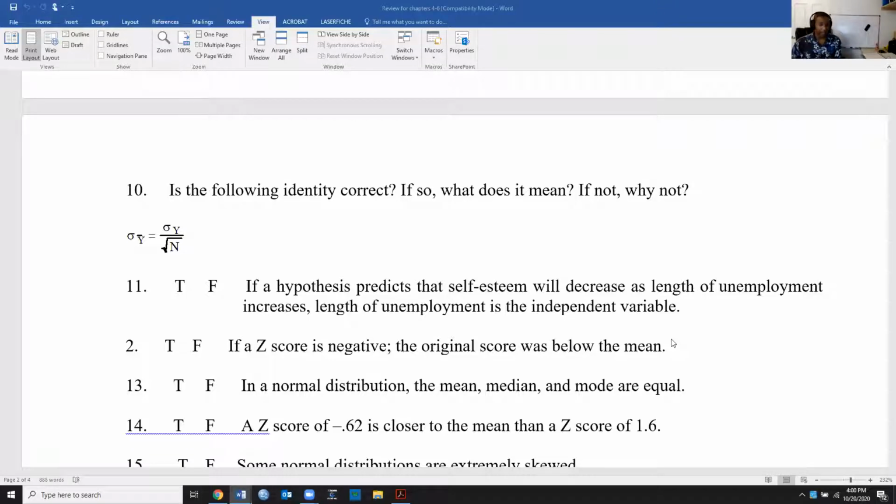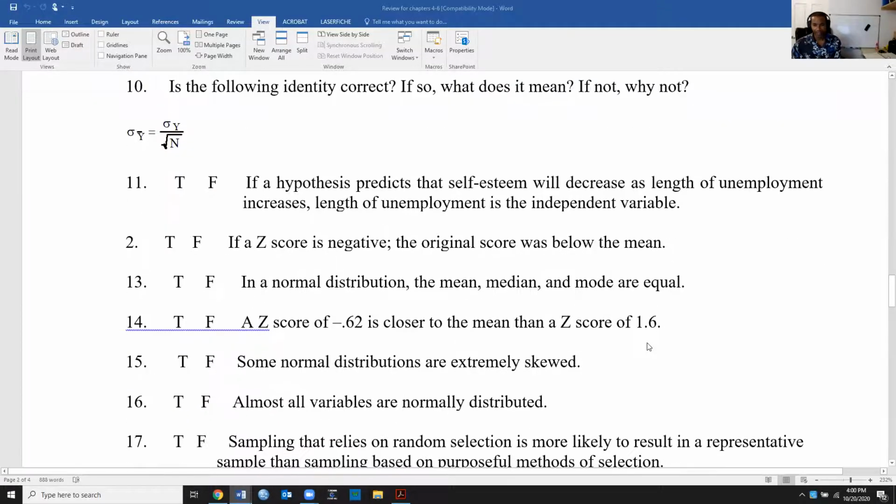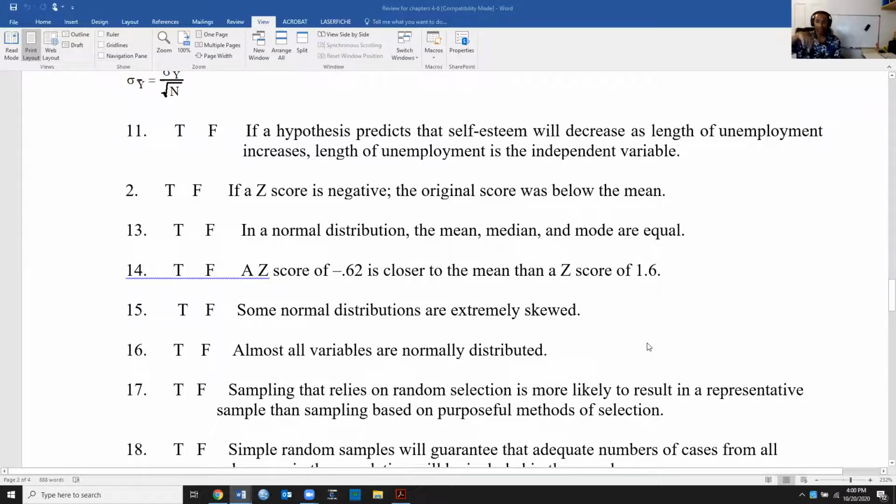Okay, so let's take a look at number 11. If a hypothesis predicts that self-esteem will decrease as length of unemployment increases, length of unemployment is the independent variable. True or false? False.